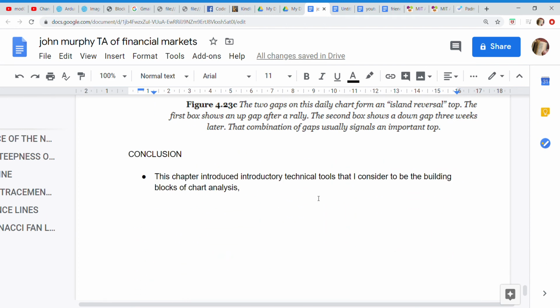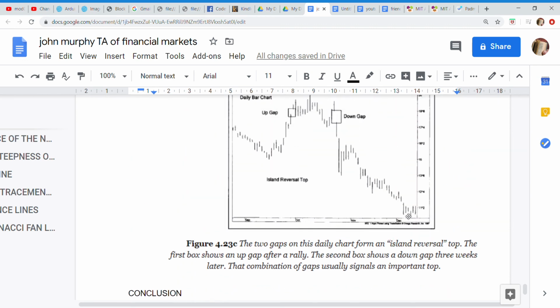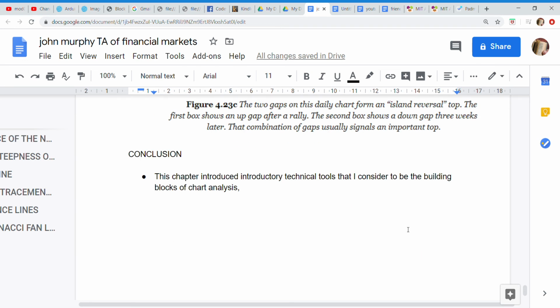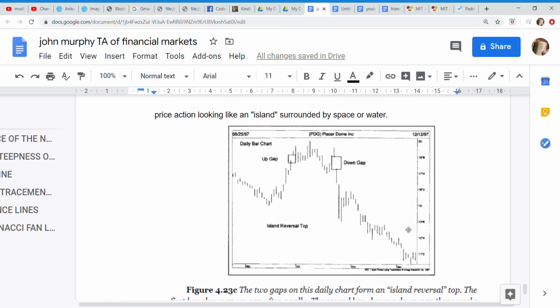So then there is the conclusion. In this chapter, we have introduced technical tools that I consider to be the building blocks of chart analysis. So this chapter was about chart analysis, that means reading of charts. Then it was about technical tools, which are important for understanding of charts. So this was chapter 4.